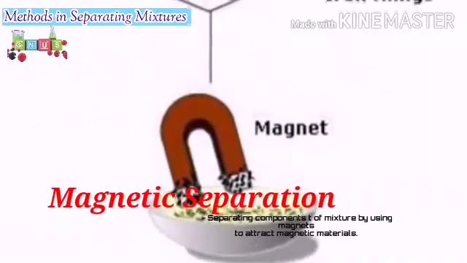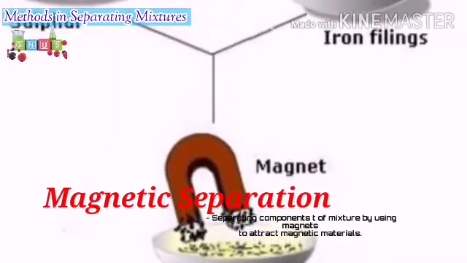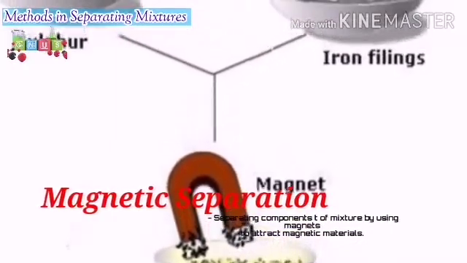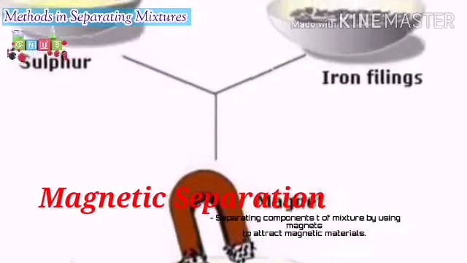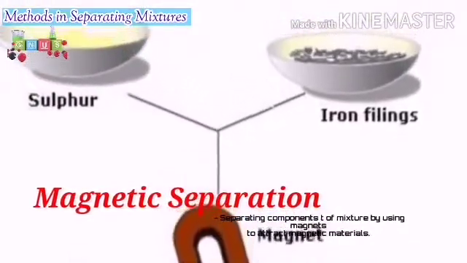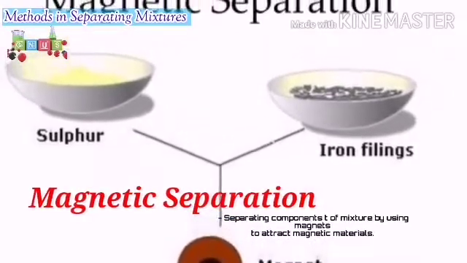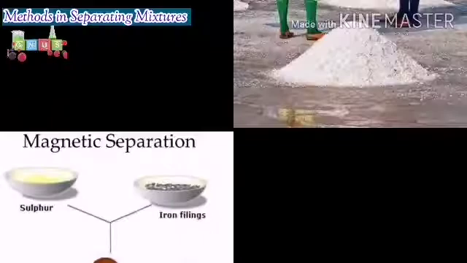Magnetic separation. Magnetic separation is the process of separating components of mixtures by using magnets to attract magnetic materials. The process that is used for magnetic separation detaches the non-magnetic material from those that are magnetic.